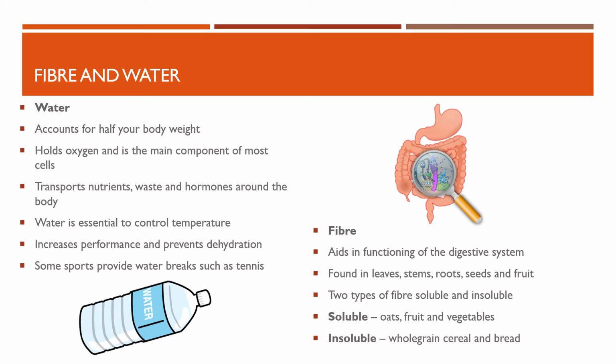Fibre aids in the functioning of the digestive system. So this is your stomach, your small intestine, your large intestine, and then your colon as well. It is found in leaves, stems, roots, seeds, and fruit. There are two types of fibre, soluble and insoluble. Soluble means that it will dissolve in water. Insoluble means it will not. Your soluble types of fibre are oats, fruit and vegetables. And then your insoluble are whole grain cereal and bread. So if you want to write those down, you can pause me and then we will move on.